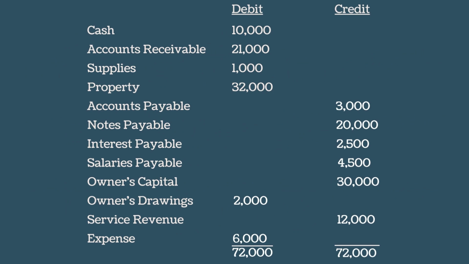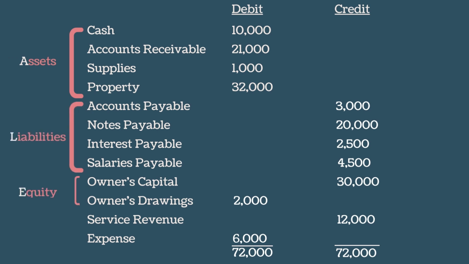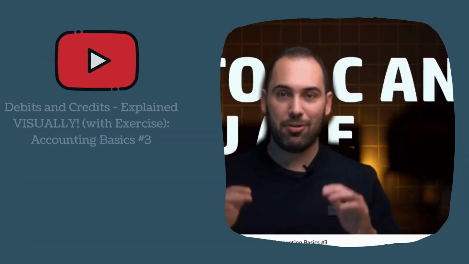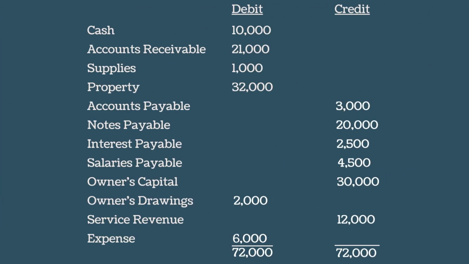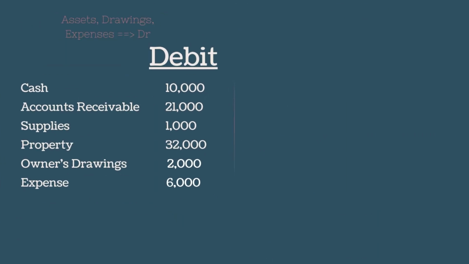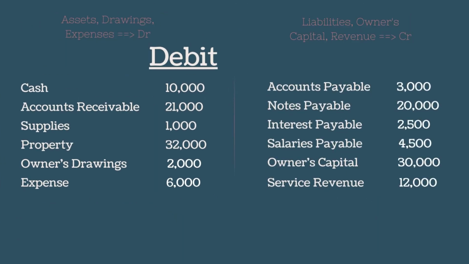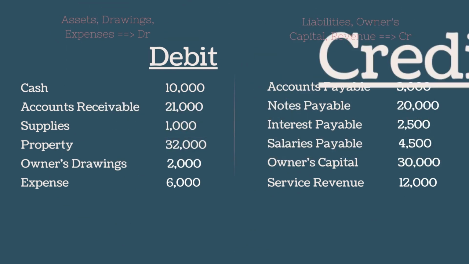Accounts in the trial balance are listed in the following order. First, the assets accounts, followed by the liability accounts, next the equity accounts, mainly the owner's capital and drawings, revenue, and finally expenses. And for each account, there's a debit balance on the left and a credit balance on the right. If you're still confused by debits and credits, check out the video up here. But in short, assets, expenses, and drawings have a normal debit balance. Liabilities, owner's capital, and revenue have a normal credit balance.